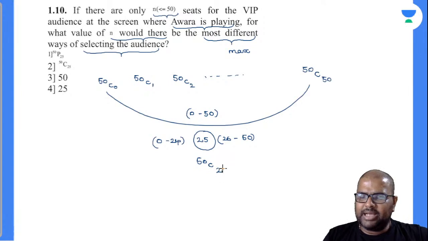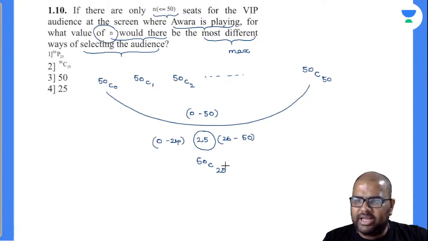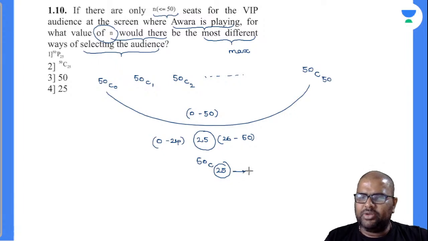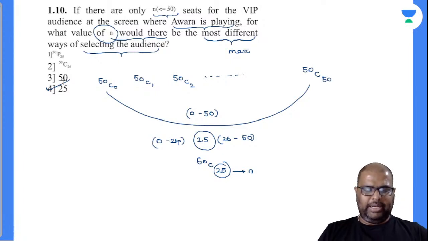Now this is the maximum value, but you are asked to find the value of n, not the answer. The value of n is 25, in 50Cn. Your option number 4 satisfies here. You got my point? Yes or no? Perfectly done.